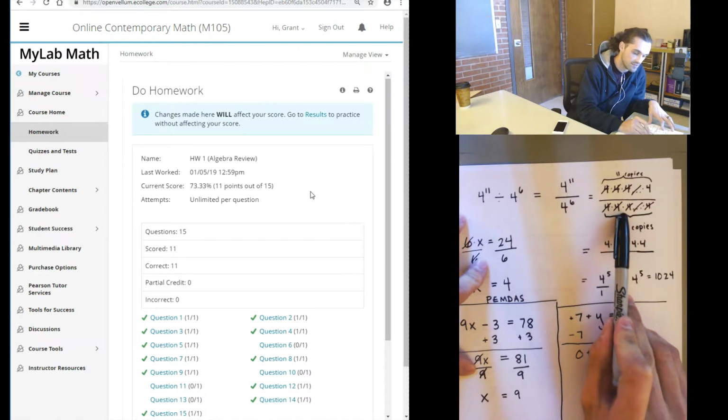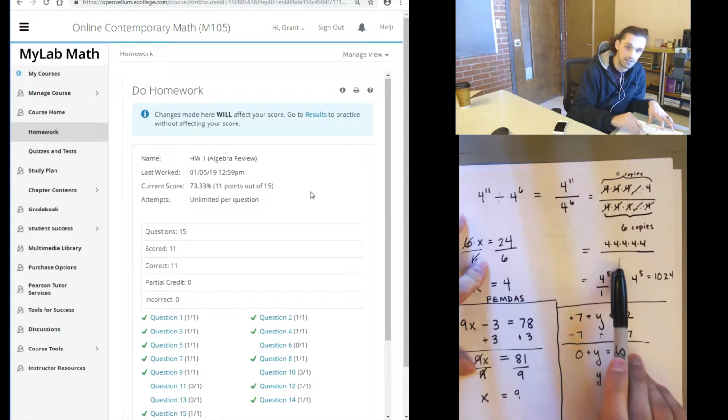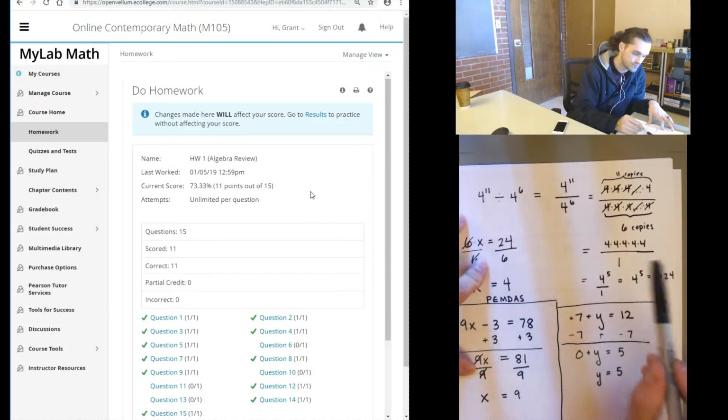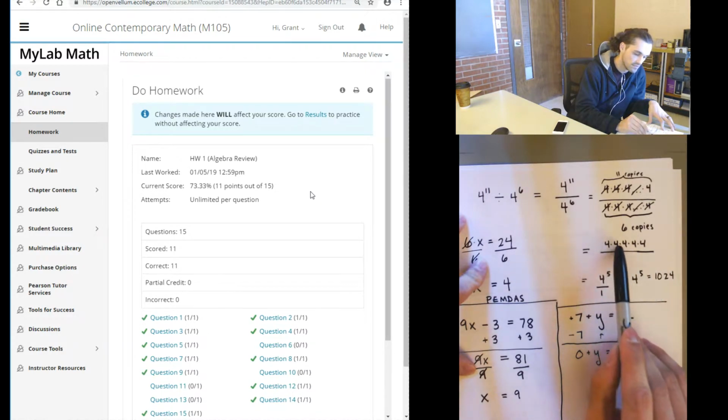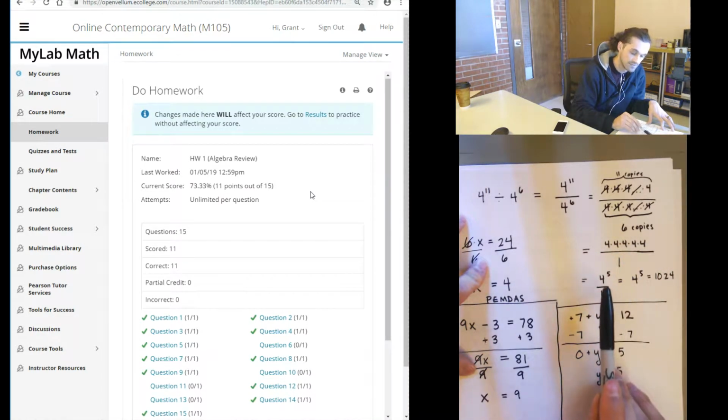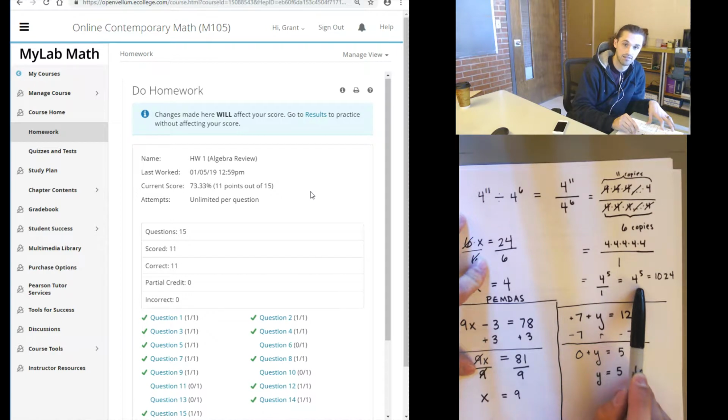In the denominator position, we get the placeholder of 1. 4 times 4 times 4 times 4 times 4 is 4 to the 5th, and we're dividing that by 1, which is redundant. Anything divided by 1 is anything you started with, which is 4 to the 5th. Crunch the numbers into your calculator and you get 1024.